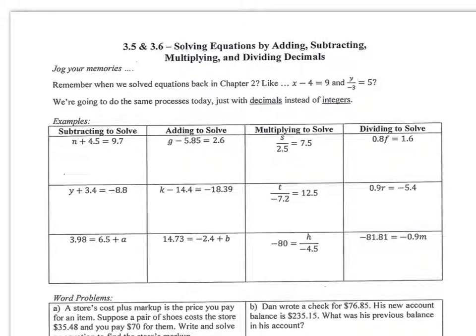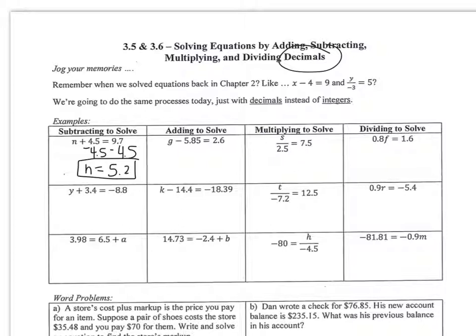Okay, so solving equations by adding, subtracting, multiplying, dividing with decimals. Before we didn't do decimals, we just used integers, but we're doing the same thing to solve with decimals. So if you want to get rid of the 4.5 on the first one, you subtract 4.5 from each side. So you have 9.7 minus 4.5 is 5.2 is your answer.